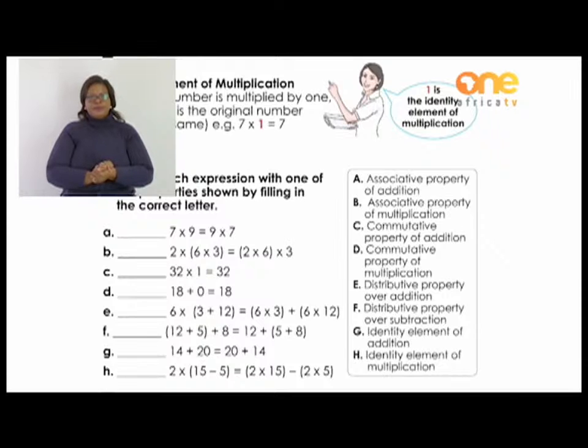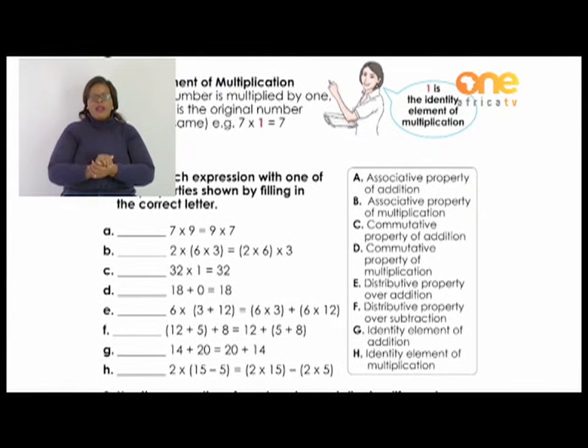We continue with the identity elements, but this time it is for multiplication. When any number is multiplied by 1, the product is the original number, meaning it stays the same. If you just go through the sentence which I just read, you can see that there's a word product.